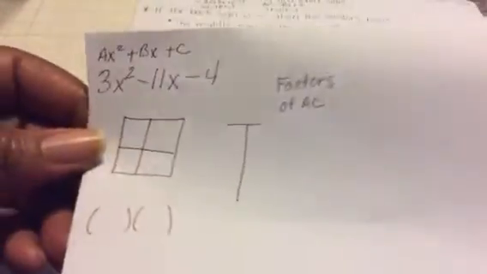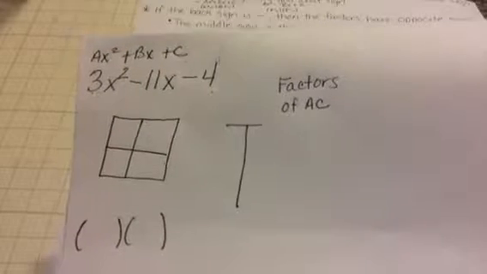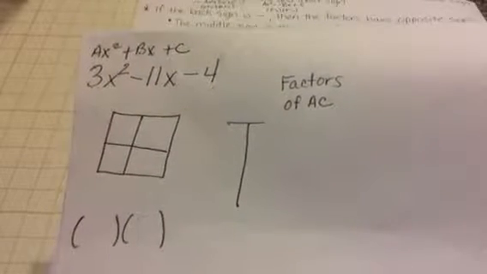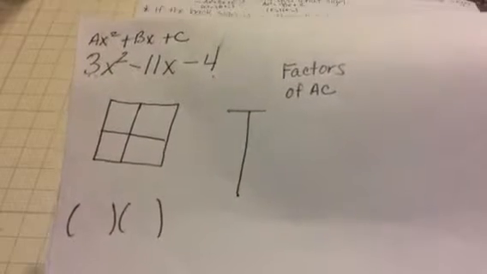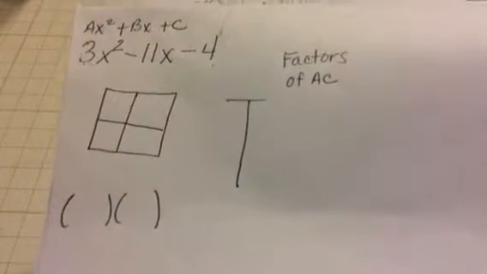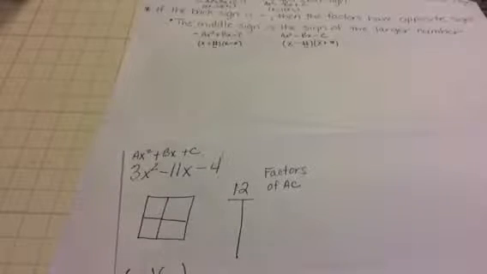And when I say A and C, as you already know, ax squared plus bx plus c is standard form of a trinomial. So we're going to find the factors of A and C. A is 3, C is 4, so 3 times 4 is 12. So we're finding the factors of 12. We're not going to worry about the negative. I know that was a negative 4, but we'll worry about the negatives when we get to the box.